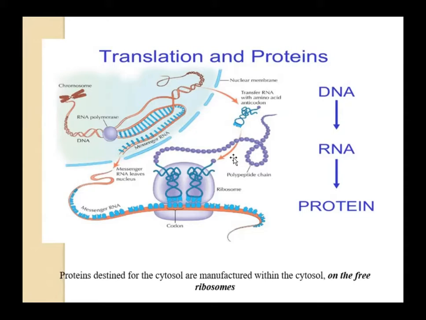So we have to remember that proteins destined for the cytosol are manufactured within the cytosol on the free ribosomes, which together then will form polysomes. What is a polysome? You know that one messenger RNA may be translated by many ribosomes, and one messenger RNA together with the ribosomes, which read the information and translate this information into the protein molecule, that complex we call a polysome.